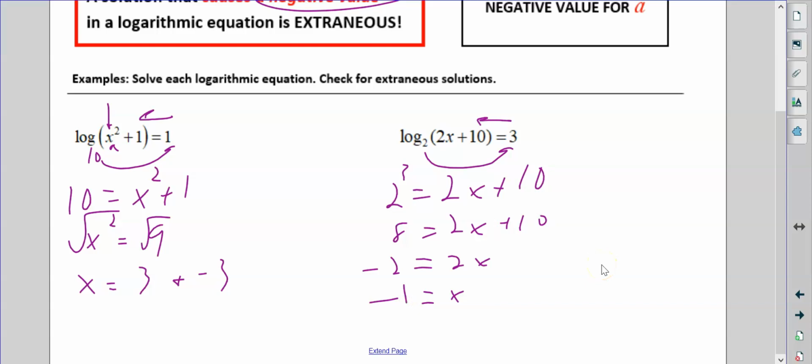So now we got x equals negative 1. We're going to plug this in here and check it. 2 times negative 1 is negative 2. 10 minus 2 is 8. 2 to the third power is 8, so that checks out.